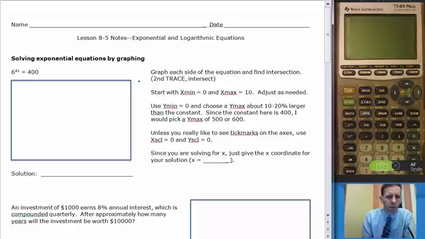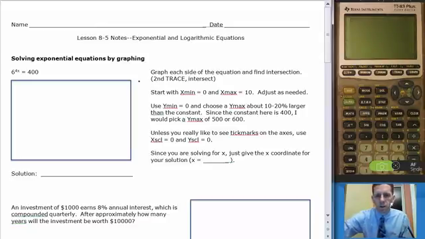We're going to look at the equation 6 to the 4x power equals 400. Our goal is to figure out what x is equal to. We're going to try to round this value to the nearest hundredth or thousandth. To solve algebra equations by graphing, we typically graph y equals the left side of the equation and y equals the right side of the equation. And that's what we're going to do here.